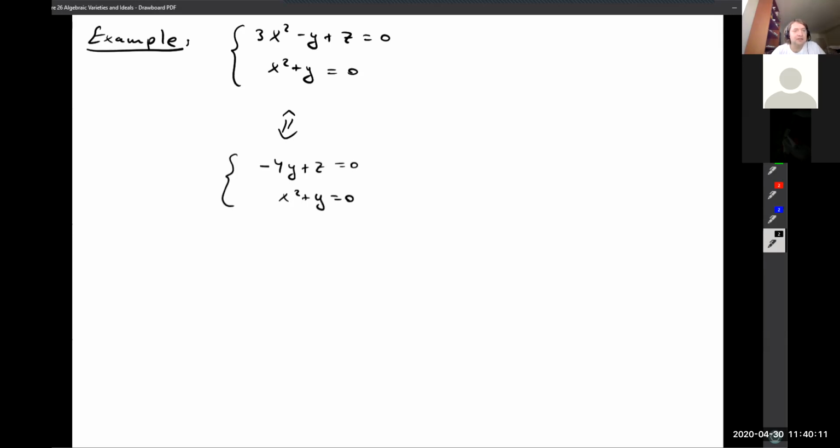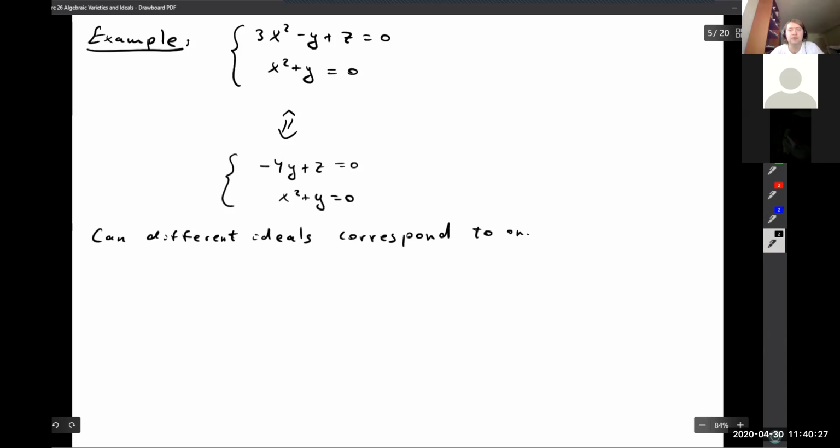So now, can different ideals correspond to one algebraic variety? Well, the answer is yes. And the example 2 here would be the following.